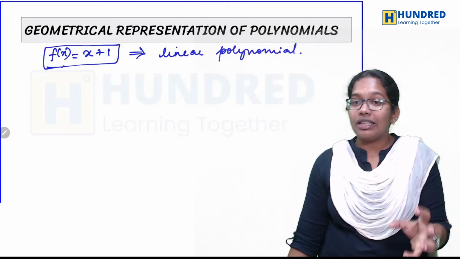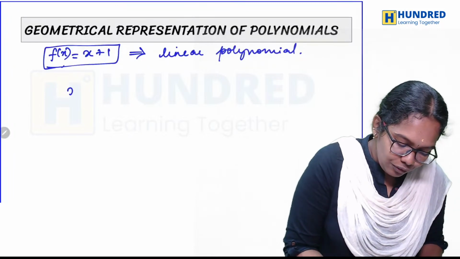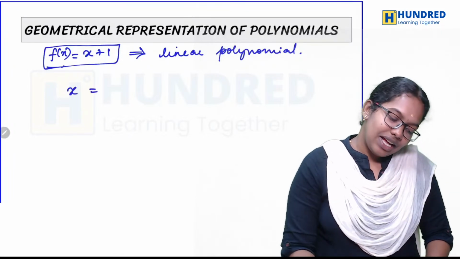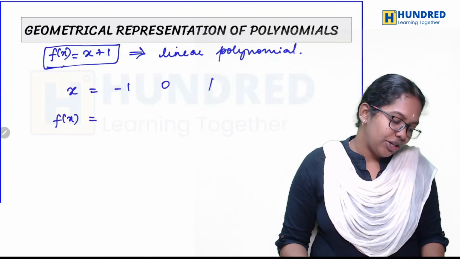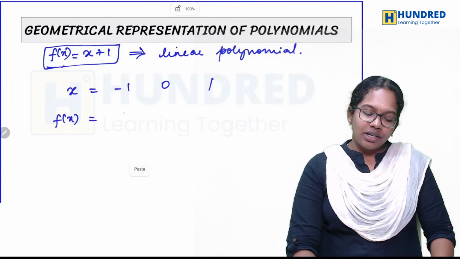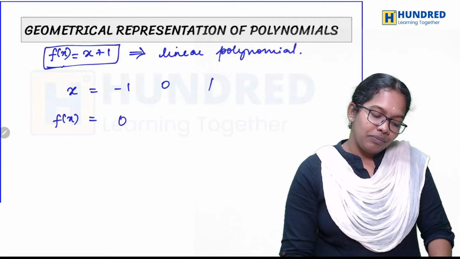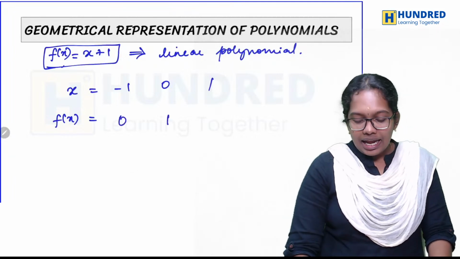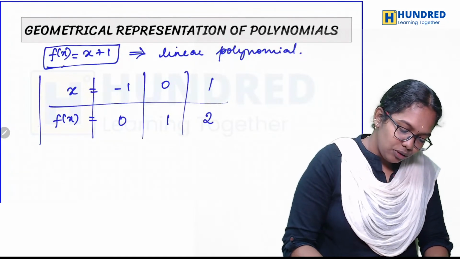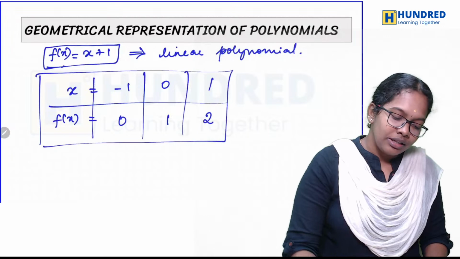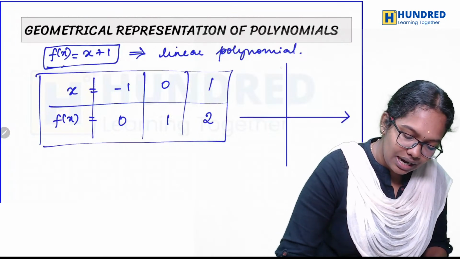Now let's see what the graph for this linear polynomial is. First, let's assume the x values to be minus 1, 0 and 1. The corresponding f of x values are: when you substitute minus 1 in f of x, it is 0. If you substitute 0, it's 1. And if you substitute 1, it is 2, right? Likewise, you form a tabular column, and after forming it, you just plot it in the graph.